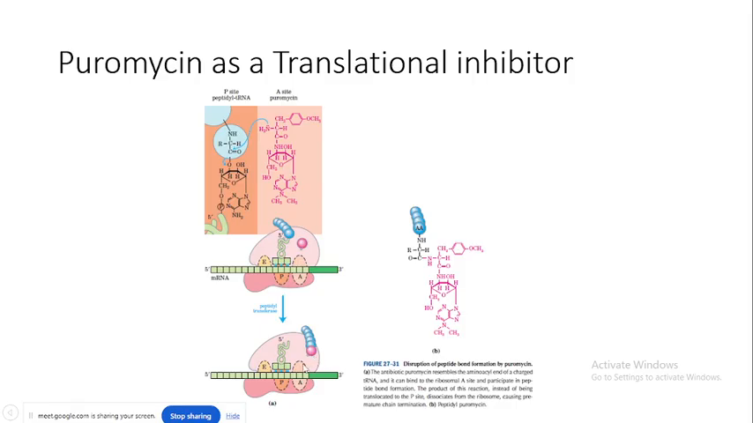As there is no tRNA, this is the structure: the polypeptide chain, then this puromycin. It cannot bind to the A site because it doesn't have any tRNA. So after forming this complex, there will be no translocation. Before translocation, as there is no tRNA, this polypeptide followed by puromycin will be dissociated from the ribosome, which is causing the premature chain termination, right?